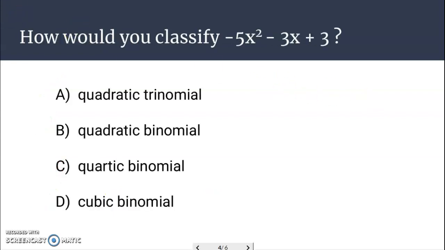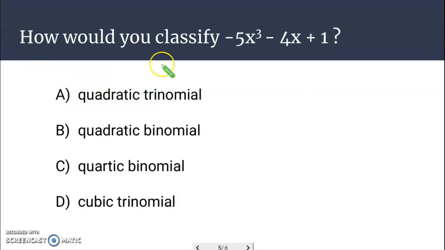Now let's give you an example and just classify what we see. Negative 5x squared minus 3x plus 3. Quadratic, because the highest exponent is 2, and 1, 2, 3 terms, make this a quadratic trinomial. Quadratic trinomial is the right answer here. 3 terms for trinomial, and the quadratic has a highest exponent of 2.